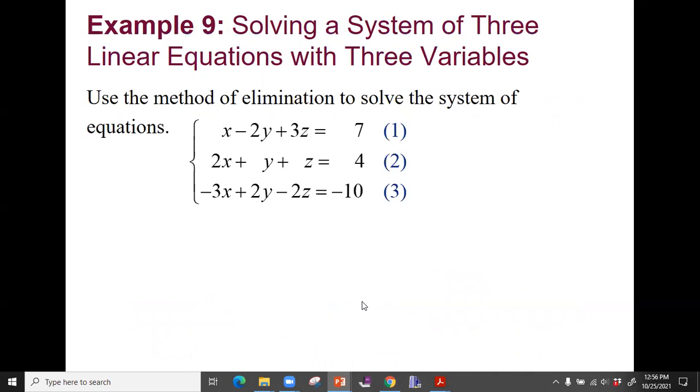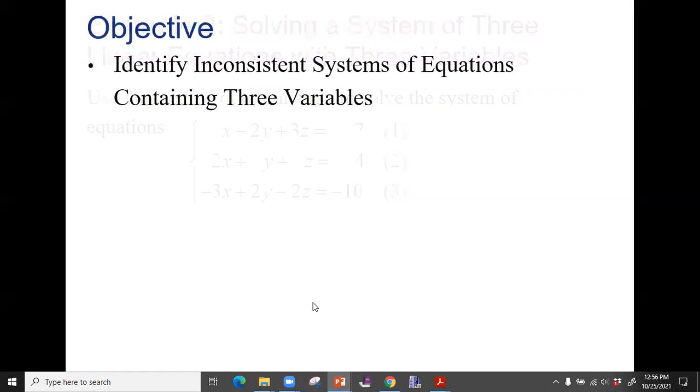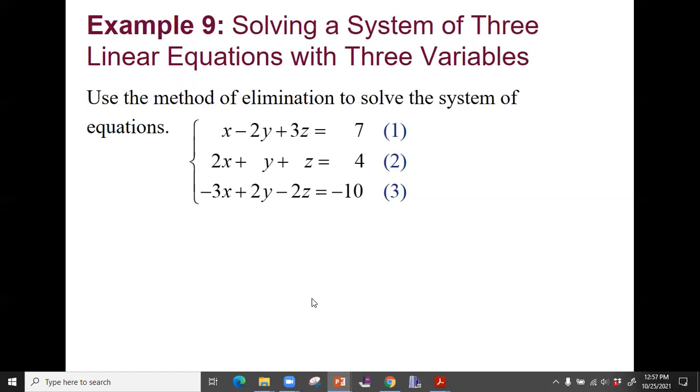So here's our first one. We have x minus 2y plus 3z equals 7. And we have 2x plus y plus z equals 4. And negative 3x plus 2y minus 2z equals negative 10. Okay. I don't think I left myself enough room, so I'm going to make this a little smaller.